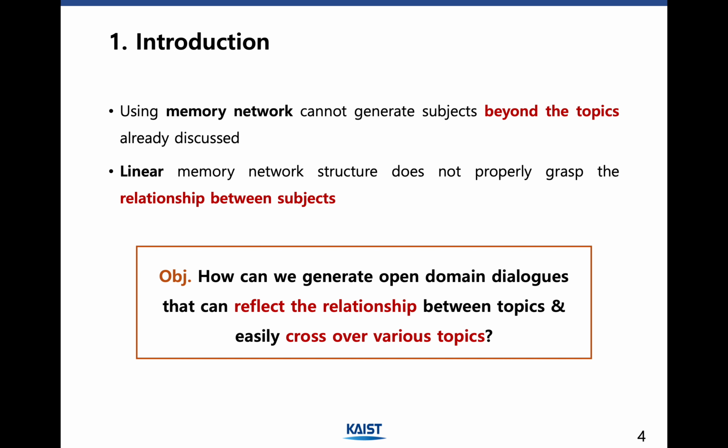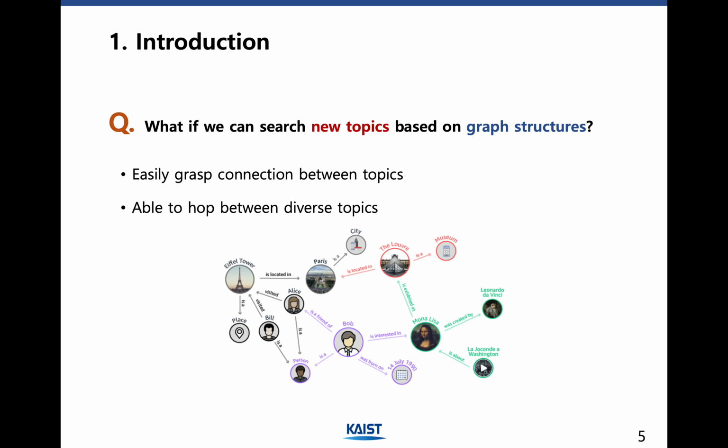To solve these limitations, the objective is to construct a model that can effectively reflect the relationship between topics and easily cross over various topics. We introduce ConceptFlow to solve this problem. Here, ConceptFlow uses a knowledge graph that can be applied to various subjects. A knowledge graph is a graph that embeds diverse information according to their relationship. By using graph structures as embedding topics, we can easily grasp the connection between topics and search for new topics easily.